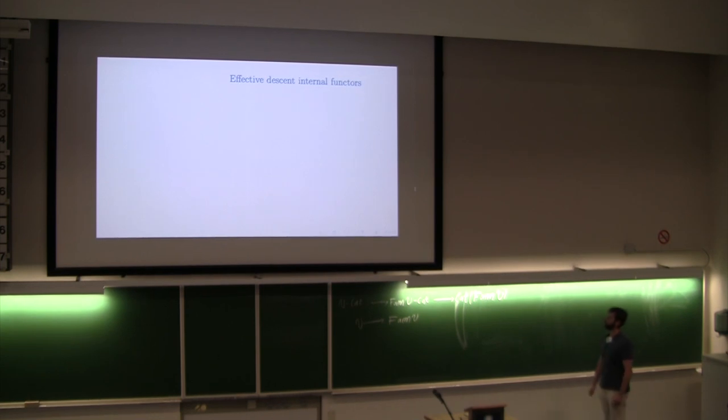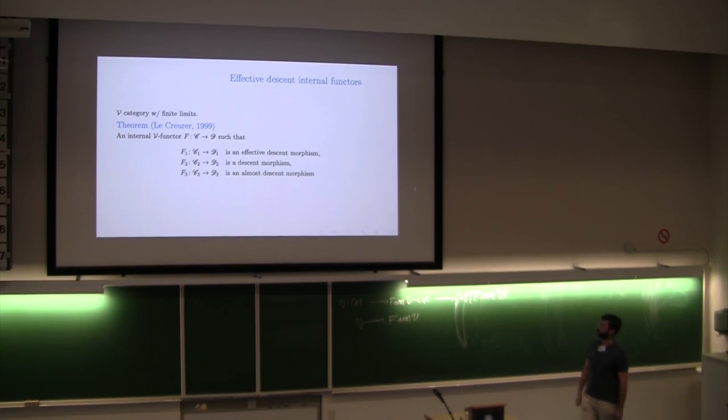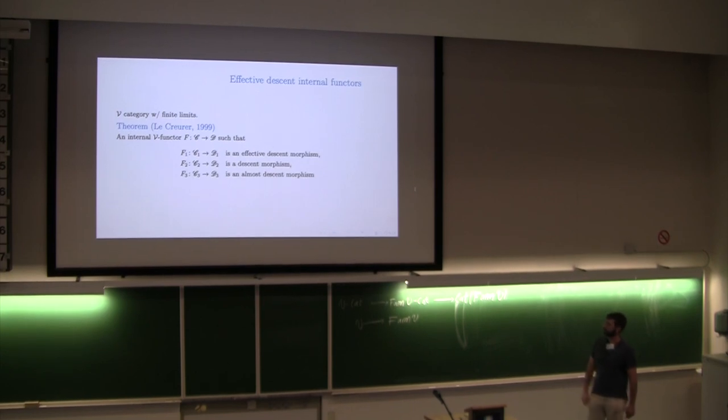We will call this the result of Le Creurer. We take a category V with finite limits and an internal functor whose action on morphisms is an effective descent morphism, with a descent morphism on the object of composable pairs, and an almost descent morphism on the object of composable triples. Then it will be an effective descent morphism in the category of internal categories. We have these three stages of epimorphisms, of surjectivity, and this is pretty much our black box result, which is expected to show up for the enriched case.